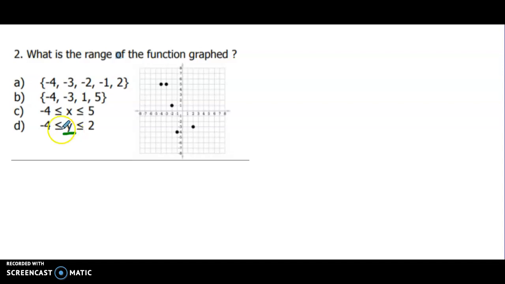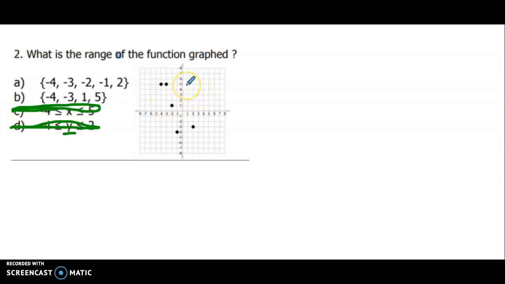I know it's y, but see how this one has the inequality signs? The only time that we would have an inequality sign is when there is a line connecting these points, and there isn't one. So I know that my answer is not going to be D. I know my answer is not going to be C, because C is talking about x's. And this is talking about my range.